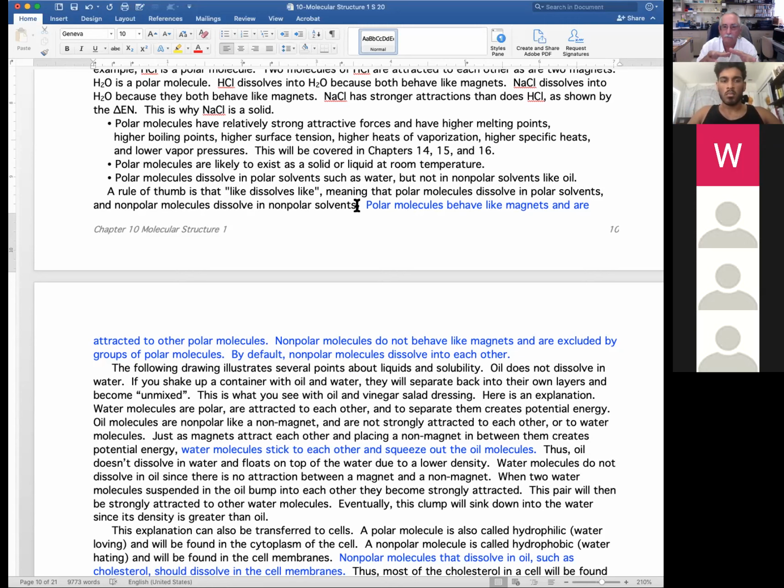You now have the ability to find out whether a molecule is going to be a magnet or a non-magnet. Polar molecules behave like magnets, attracted to other magnets, with stronger attractive forces. Non-polar molecules don't behave like magnets, so they're going to have weak attractive forces to everything.